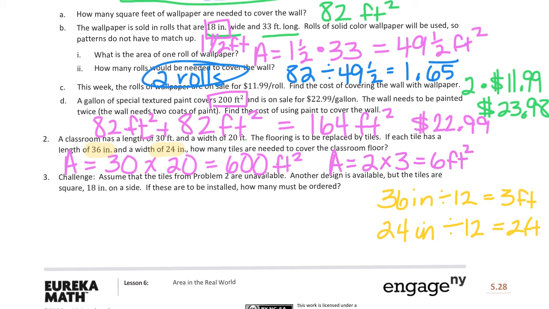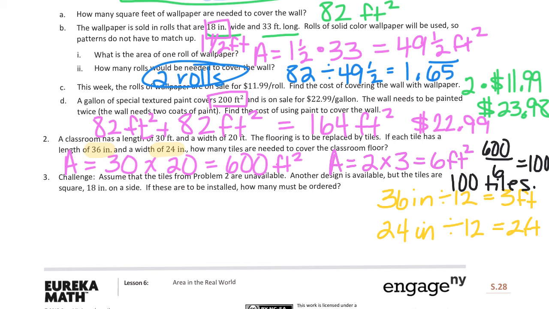So I need to cover 600 square feet. Each tile gives me 6 square feet. So I am going to take my 600 and divide it by 6, and I get 100. So I need 100 tiles to cover the floor.